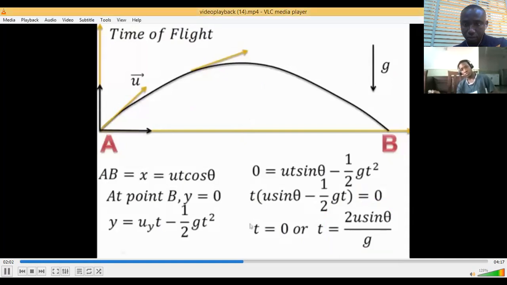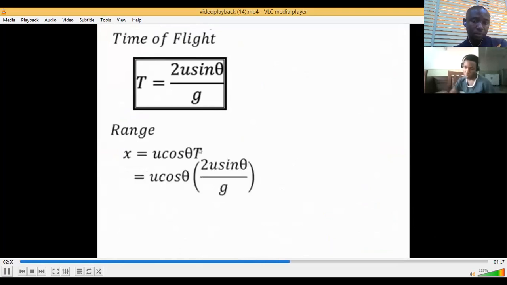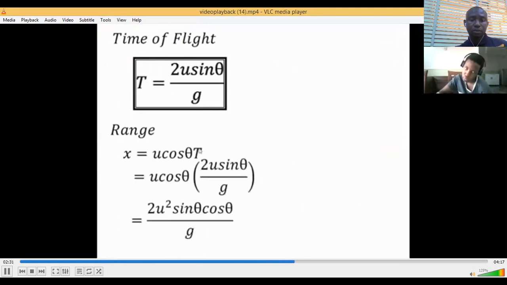Now t will be equals to 0 at point A, hence t will be equals to 2u sine theta upon g at point B, hence our time of flight denoted by capital T will be equals to 2u sine theta upon g. Next is the range of the projectile. Range of the projectile x will be equals to u cos theta into time of flight, hence substituting the value of time of flight and multiplying it, we get 2u square sine theta cos theta upon g.